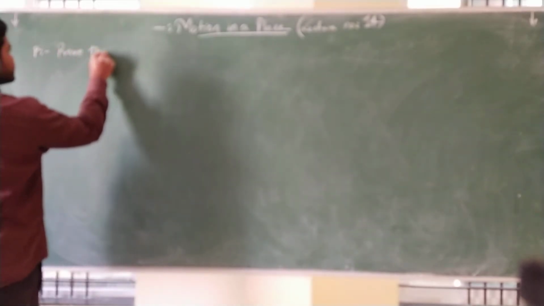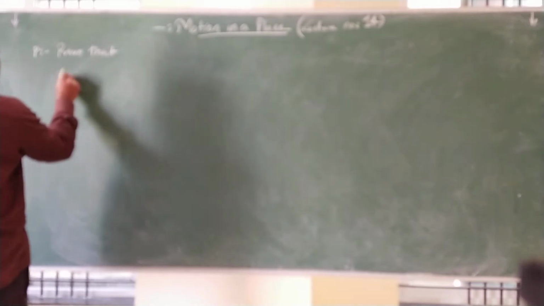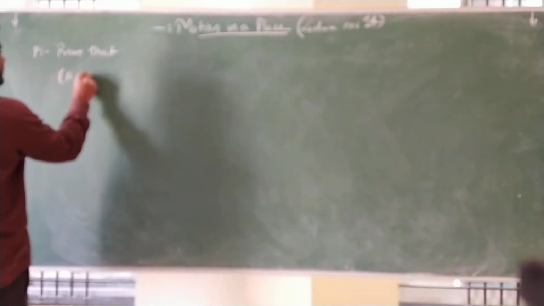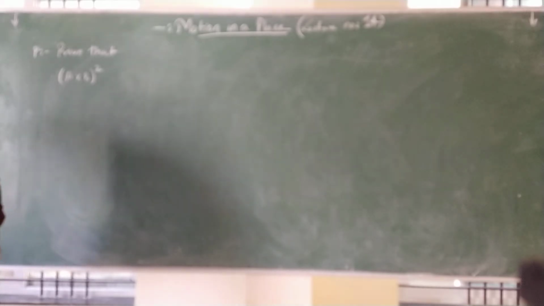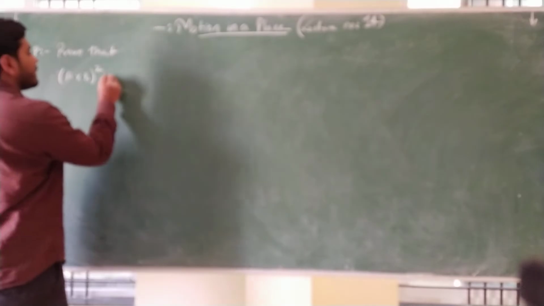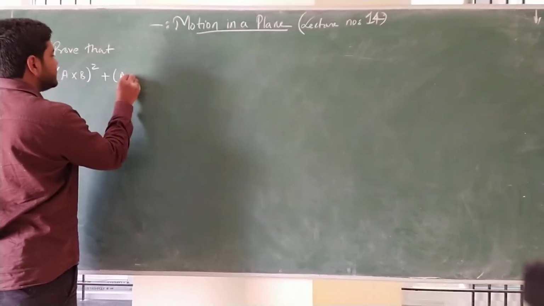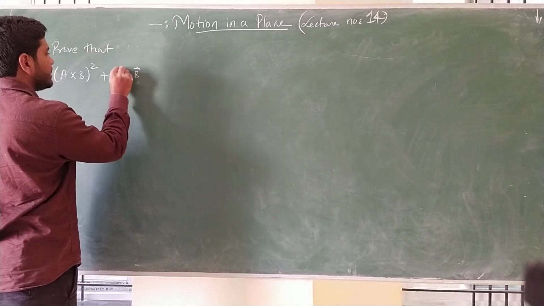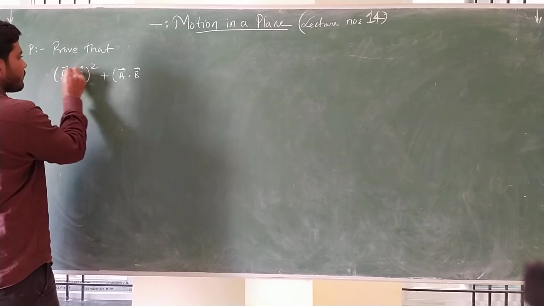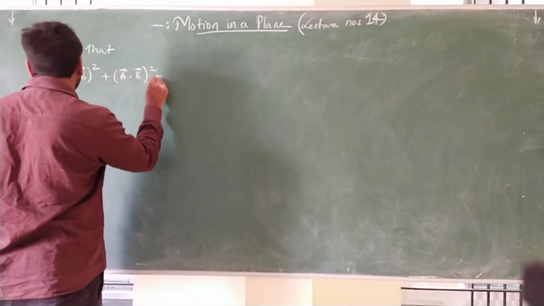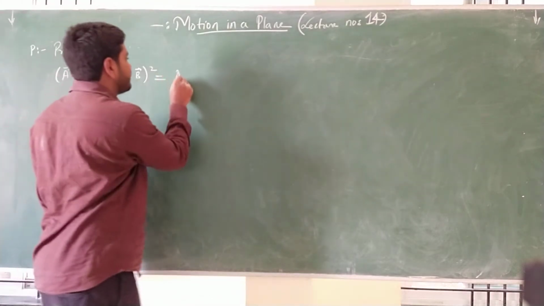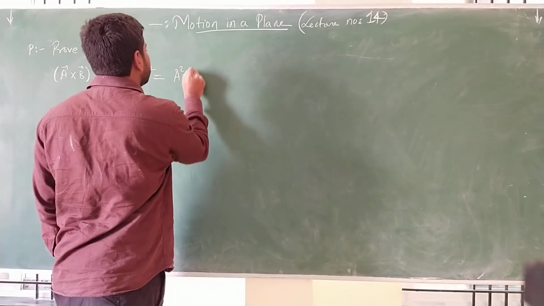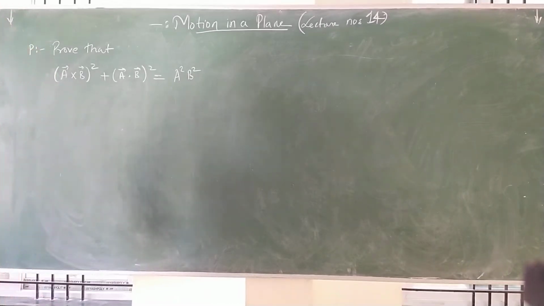So this question is, prove that A cross B whole square plus A dot B whole square, A and B are vectors here, is equal to A square B square. We have to prove this. Let's prove it.